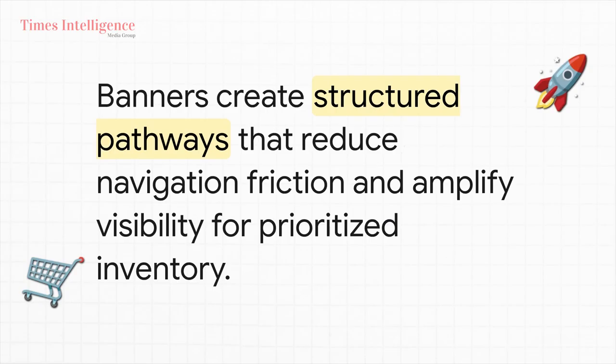So the crucial point is how these dynamic layouts actually translate into real money. Essentially, banners create structured purchase pathways. By strategically placing these visual prompts in high-visibility zones, like your homepage headers or category transitions, the platform actively guides a user's browsing behavior. It dramatically reduces friction in navigation, supports much faster product discovery, and acts as a massive visibility amplifier for the exact inventory the platform wants to prioritize.